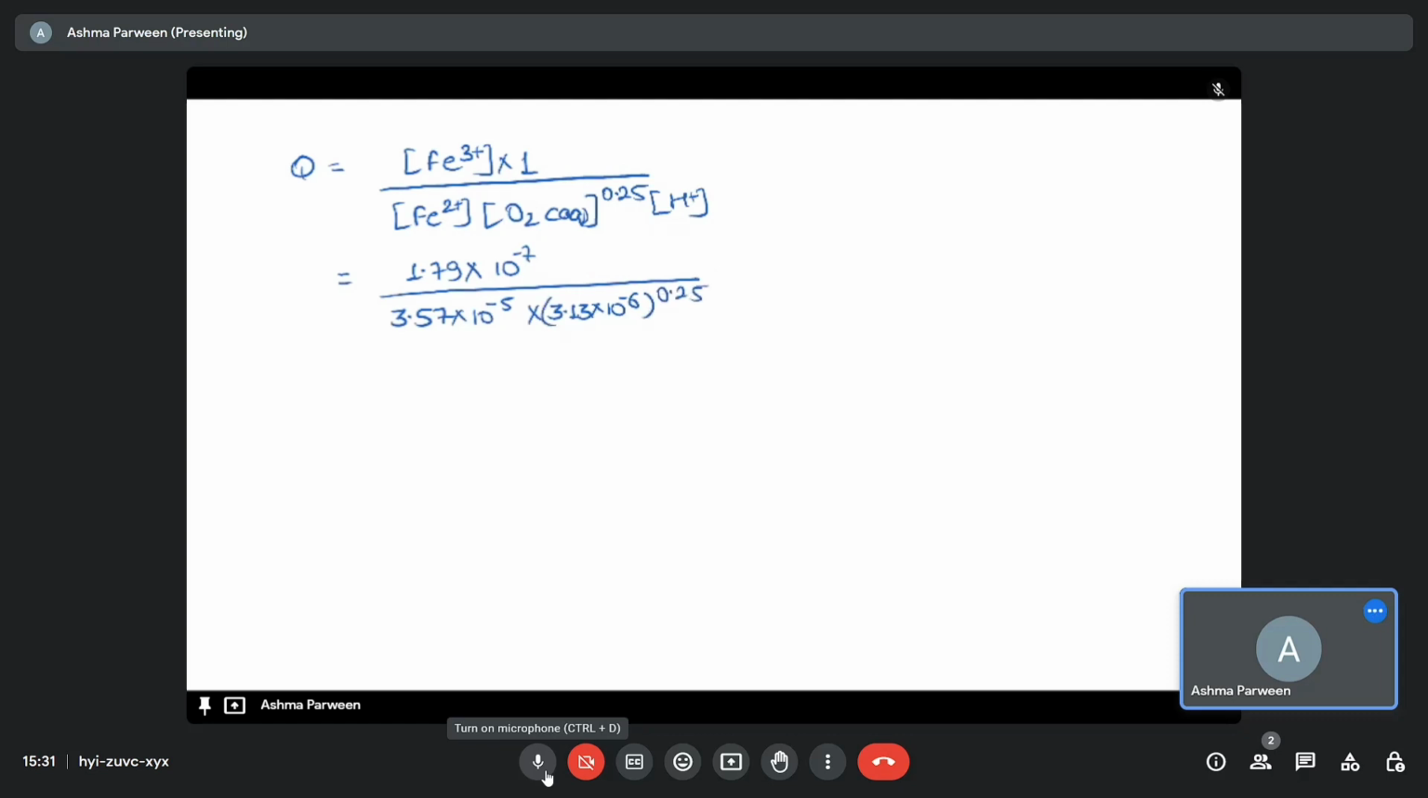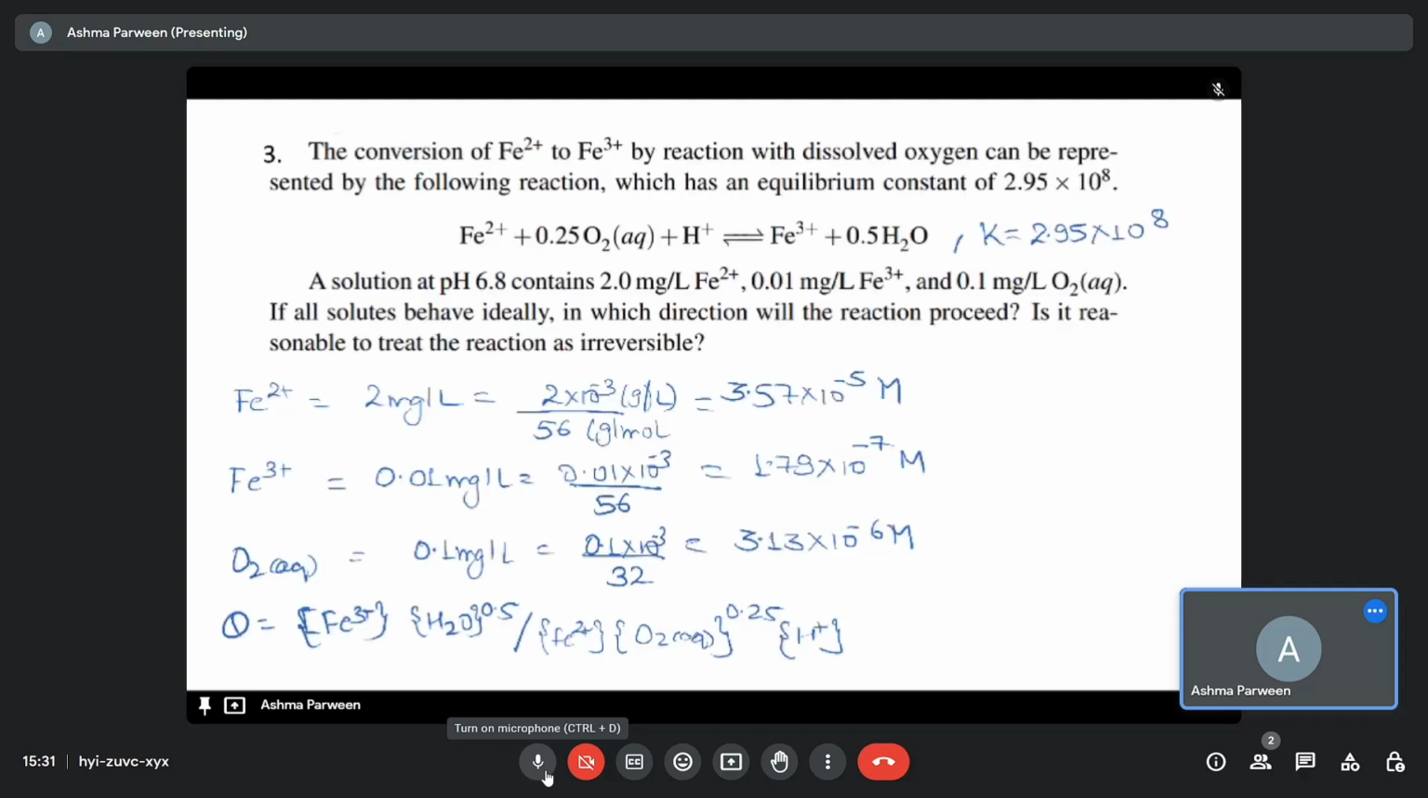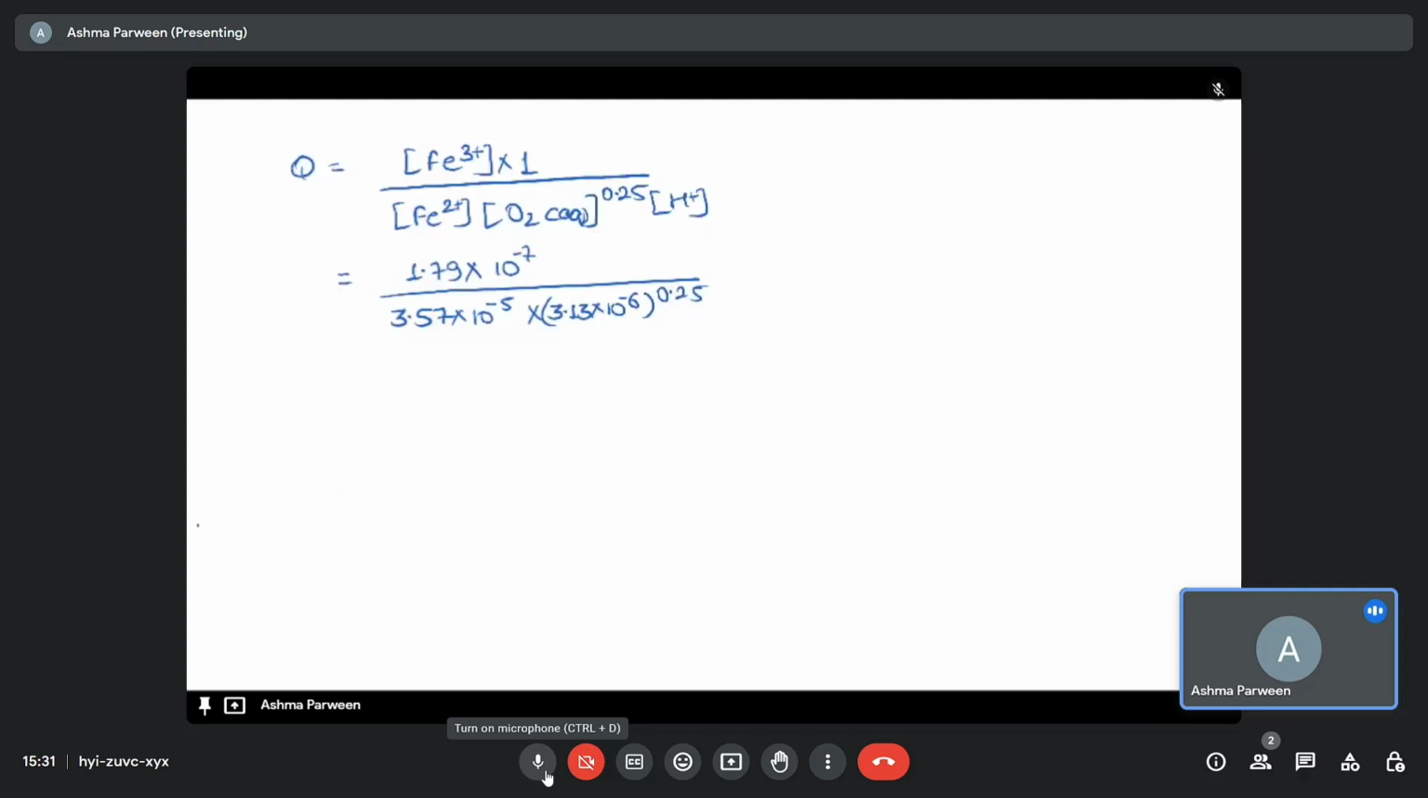And also some pH was mentioned in the question. Let's see what was the pH. The pH of the solution is 6.8. So the concentration of H+ will be 10 raised to the power minus 6.8. So after solving this, we are getting Q as 7.50 × 10^5.